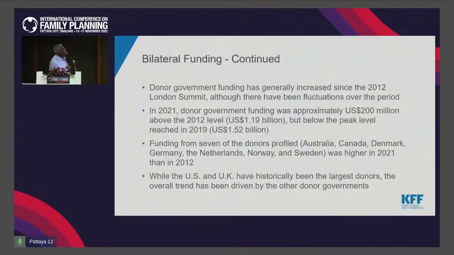So basically, donor government funding has generally increased since 2012, but not by a whole lot. But there has been fluctuation over the period, so it has not been at the same amount. There have been some ups and downs. In 2021, donor government funding was approximately 200 million above the 2012 level, okay, but below the peak level, which in 2019 was 1.5 billion. Funding from 7 of the donors profiled here was higher in 2021 than in 2012. And while the UK and the US have historically been the largest donors, the overall trend has been driven by really other donor governments.